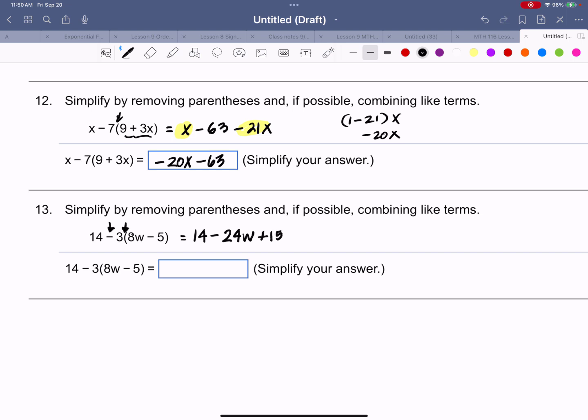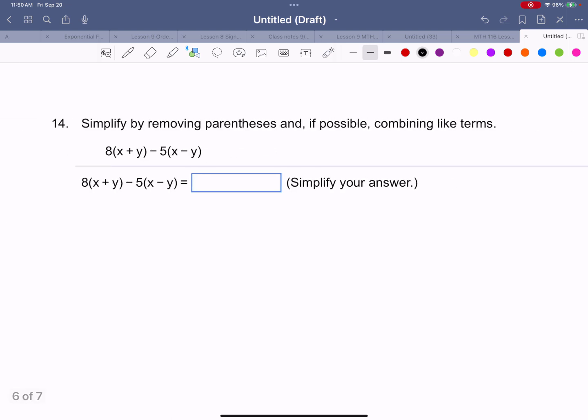And now I have like terms. 14 and 15 can be added, so it's negative 24w plus 29. Because I can combine the 14 and the plus 15 because they're like terms. They're both numbers.